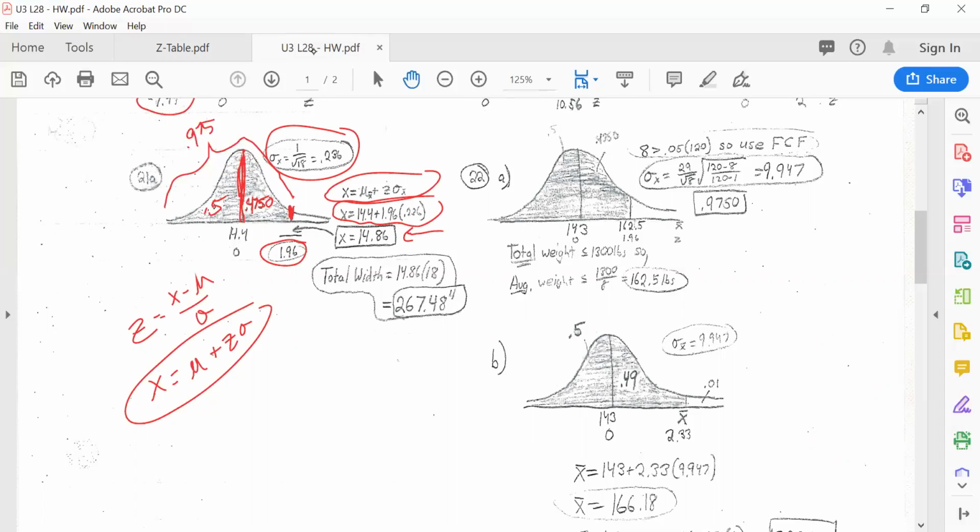But remember, we need 18 football players to sit on this bench. That's the hip breadth of one football player. So I need to take that 14.86 and I need to multiply by the 18 football players. And that's how I get my final answer of 267.48 inches.